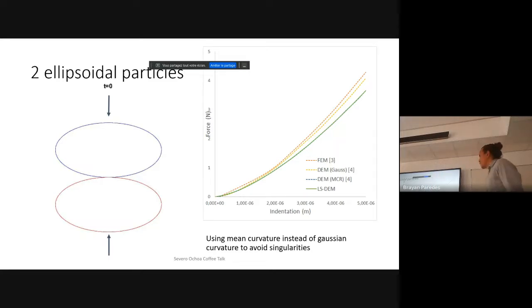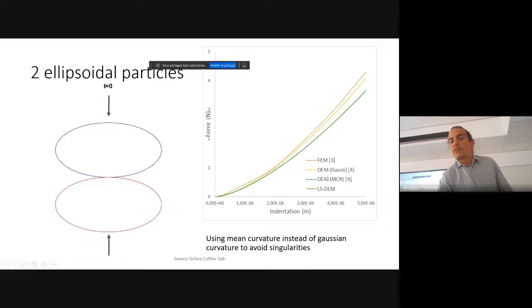So then we started with non-spherical particles. We start with ellipsoids, just two ellipsoids, approaching each other with a given displacement, and we can calculate the force. In the literature, there are some values from the finite element method and from other DM codes that consider non-spherical particles.